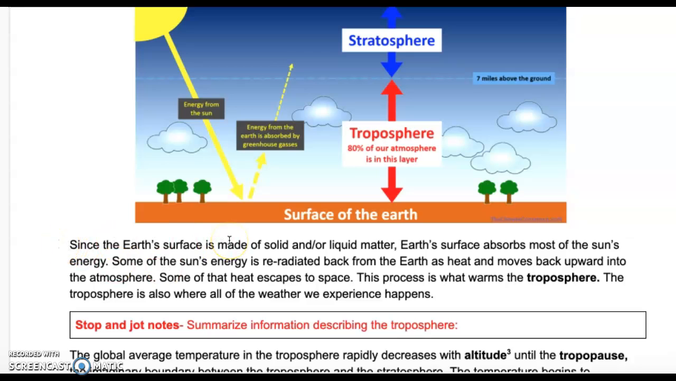Since the Earth's surface is made of solid and or liquid matter, Earth's surface absorbs much of the sun's energy. Some of the sun's energy is re-radiated back from the Earth as heat. That means that's like shown right here. Oh, I'm sorry. Yeah, okay. I'm done. And some of that heat escapes to space. It's like happening back here. This process is what warms the troposphere. The troposphere is also where all the weather we experience happens. Okay, so let's see.